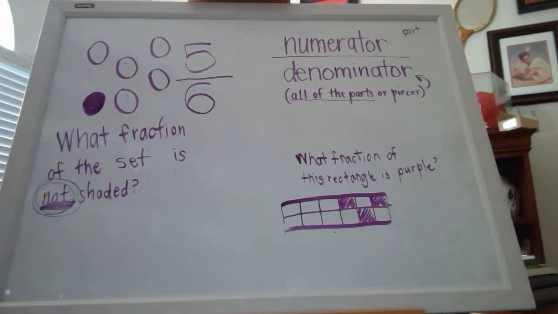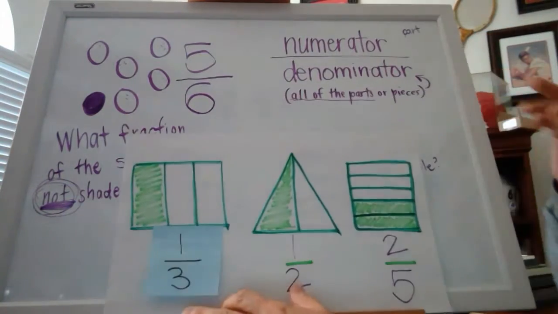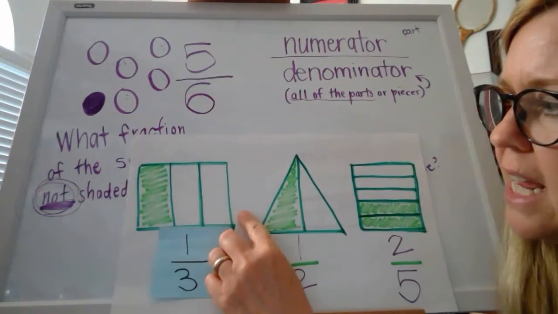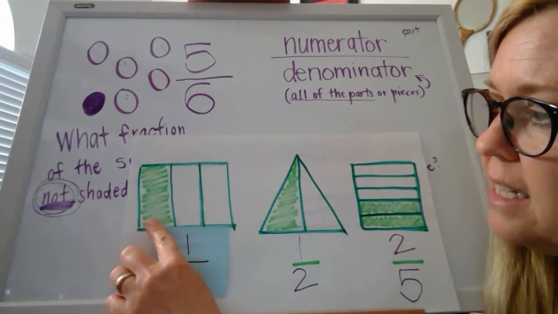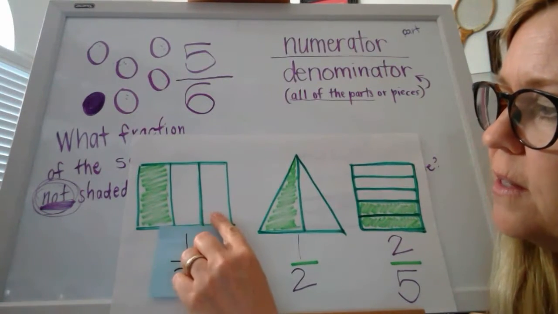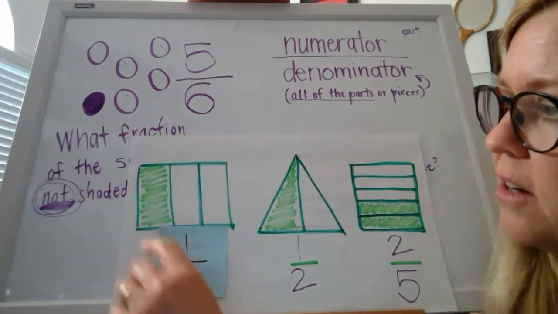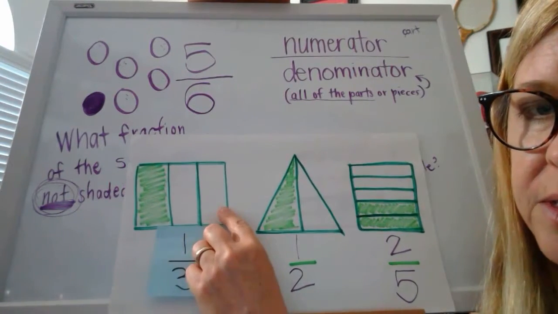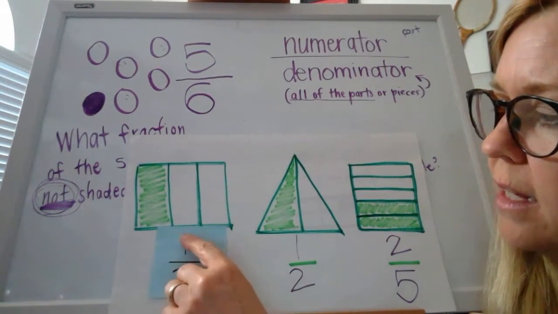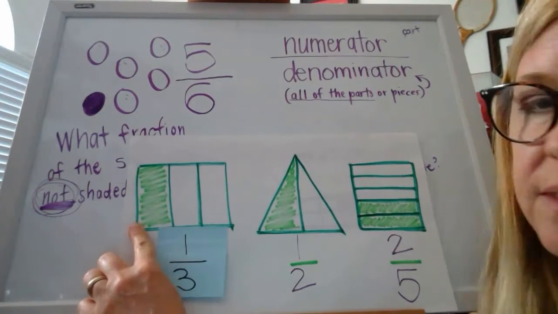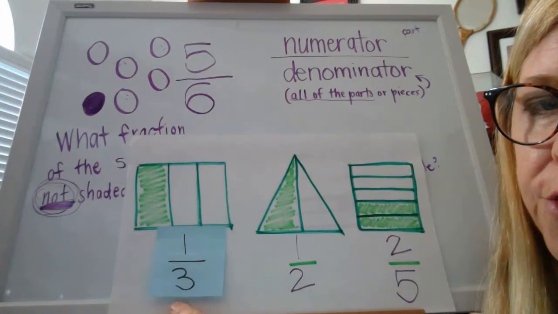Okay, so let's look at this paper. This rectangle has been divided into 3 parts. So my bottom number, my denominator, is going to be 3 because there are 3 parts. Now, one of the 3 parts is green, 1/3.